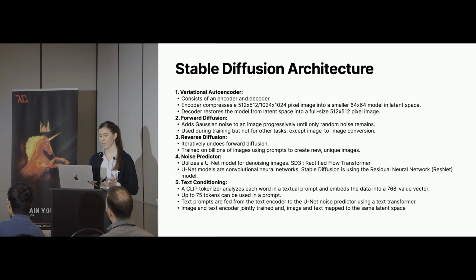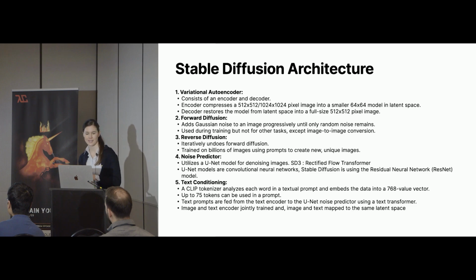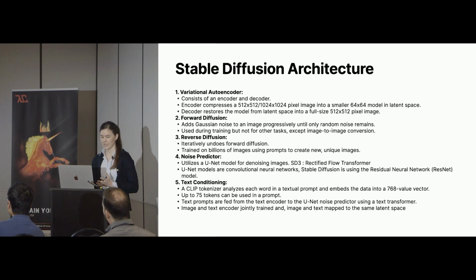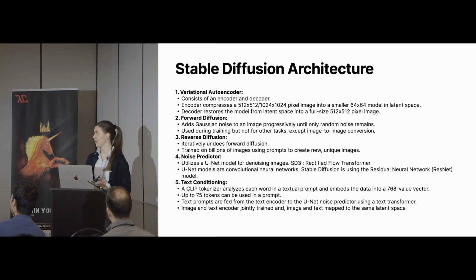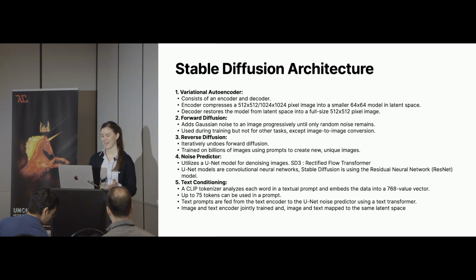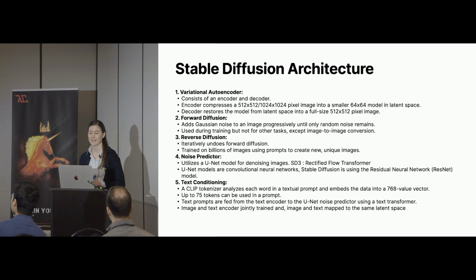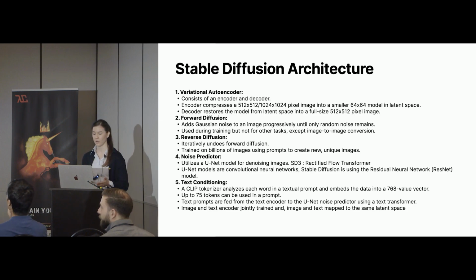And the fifth component of the Stable Diffusion architecture is the text conditioning part. We are using CLIP, the Contrastive Language-Image Pre-training model. It's also developed by OpenAI. It's a multimodal vision and language model. What we achieve with CLIP is that it maps images and text descriptions to the same latent space, and it allows us to determine whether an image and a description match. We achieve this by jointly training the image encoder and the text encoder.